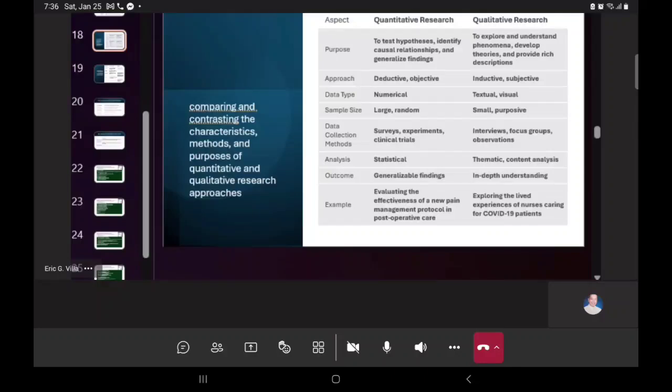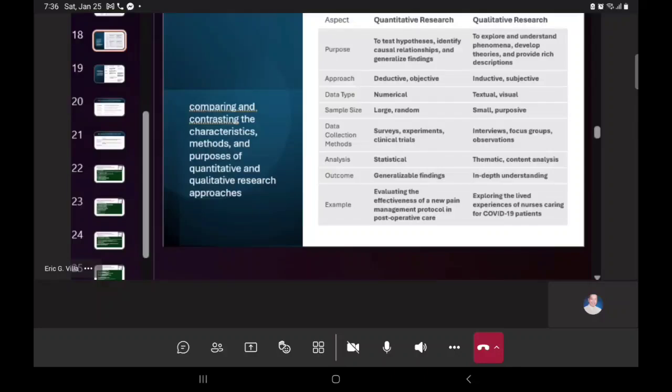In contrast, qualitative research aims to explore and understand phenomena in depth, develop theories, and provide rich descriptions of experiences. It uses an inductive approach, gathering detailed information from a smaller number of participants to generate insights and theories. An example of qualitative research would be exploring the lived experiences of nurses caring for COVID-19 patients through in-depth interviews.